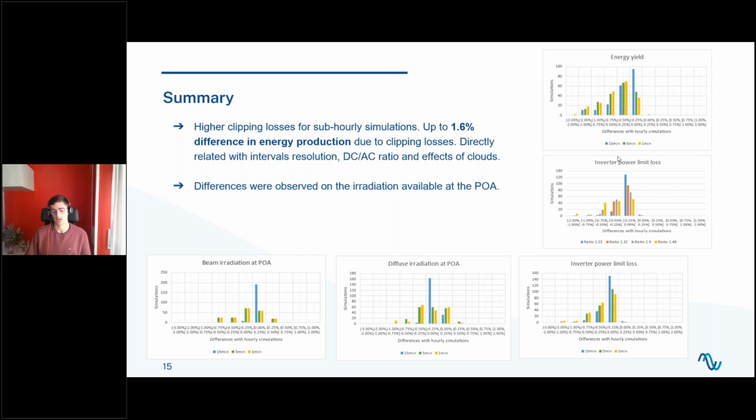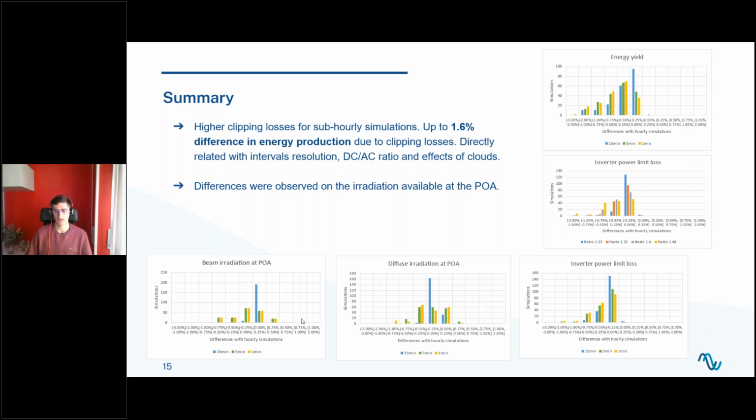case studies that we evaluated. Then if we differentiate in these simulations the ratio that we were evaluating, we have here the 4 different ratios and the inverter power limit losses that we got. We can see how, as we increase the ratio, as we would expect, the differences are higher. So these are directly related.